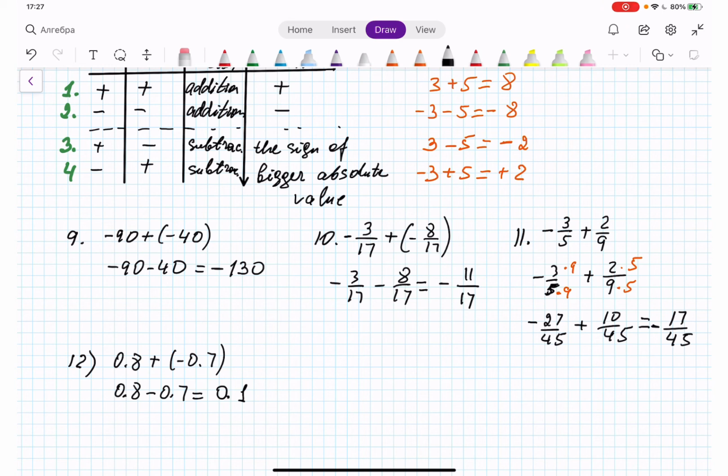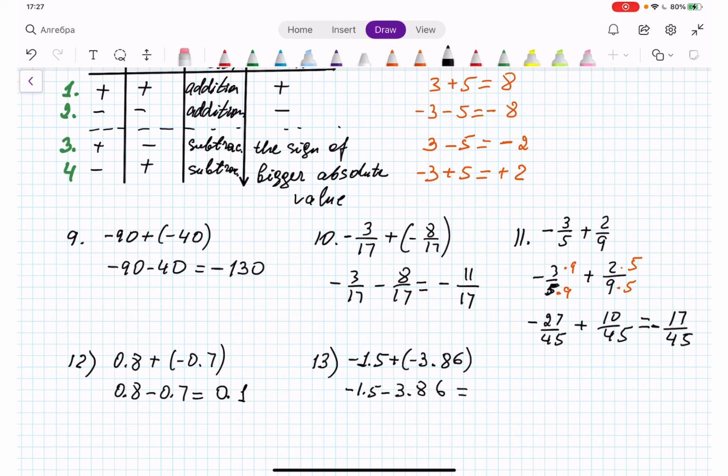Okay, number 13. So we have negative 1.5 plus negative 3.86. Okay, negative 1.5 minus 3.86. So negative, negative, which is case number 2, right? So we need to add.